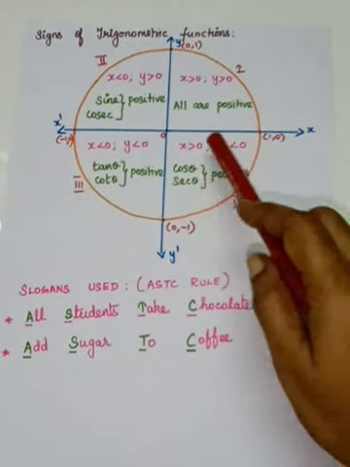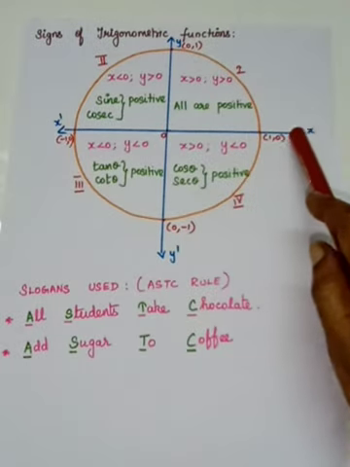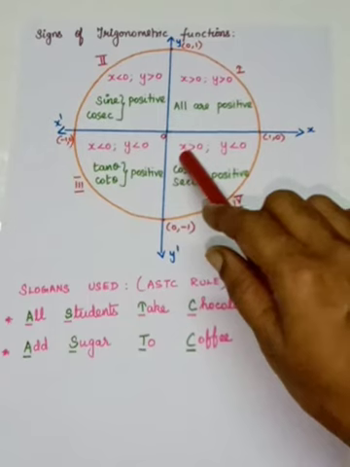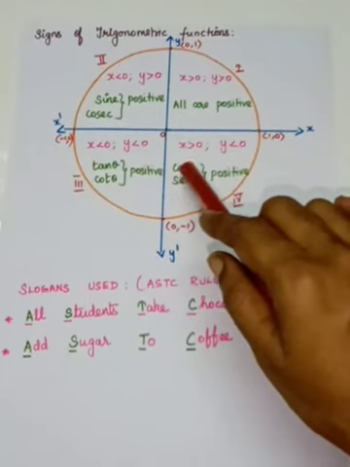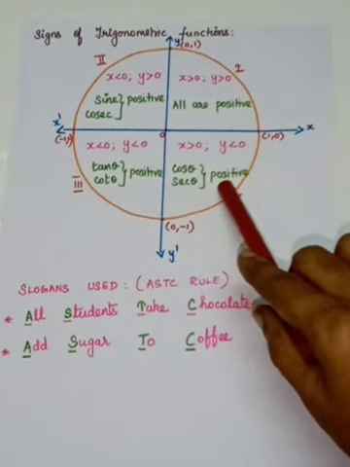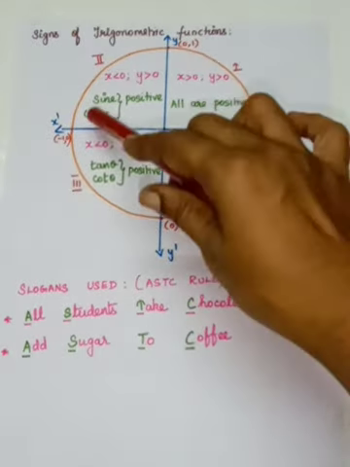And come to the fourth quadrant. You see that your x is positive. What about your y? Y is negative. So x is what? Cos theta. So cos theta and its reciprocal, what is it, secant theta are positive. So how to remember?